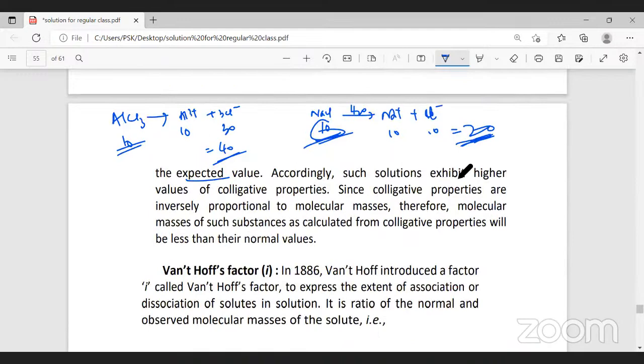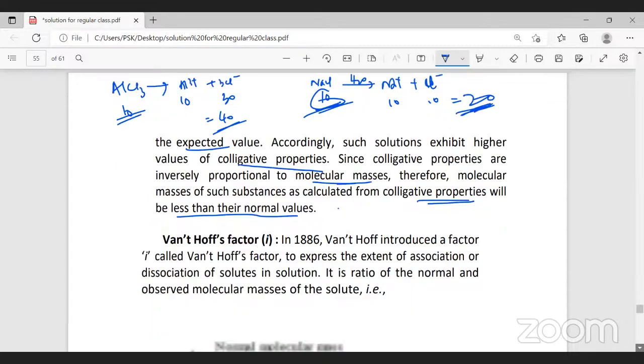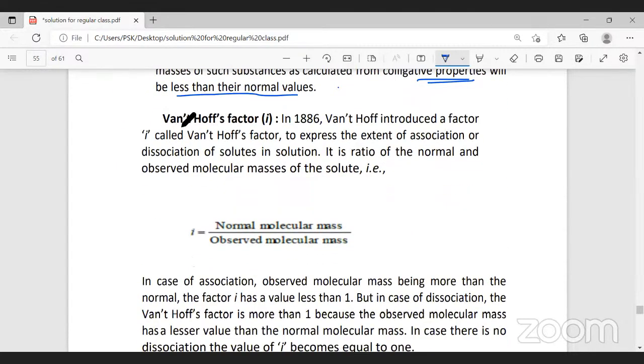Accordingly, such a solution exhibits higher values of colligative property. Since colligative properties are inversely proportional to molecular mass, the molecular mass of the substance calculated from colligative property values will be less than their normal values.